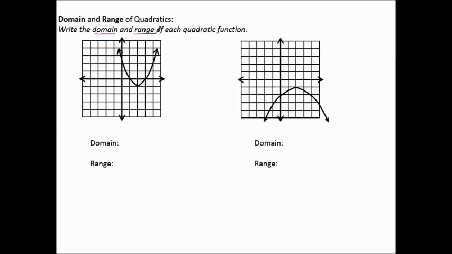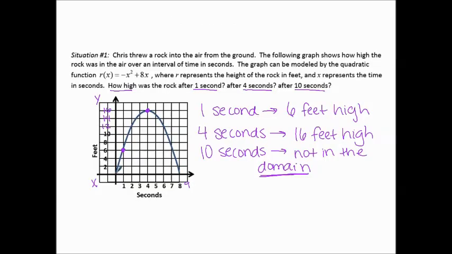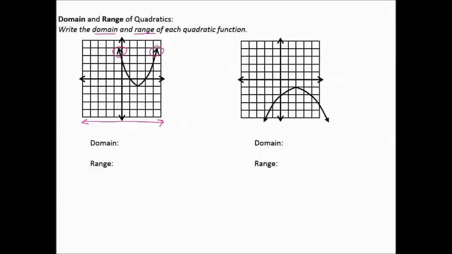So if I look at this graph, it has arrows on the end. It's going on forever in these directions. So here, it's going on forever and ever. There is no stopping point. Like in my example, it stopped. It had a starting point and a stopping point. There is no starting and stopping point here, so my domain is all real numbers.